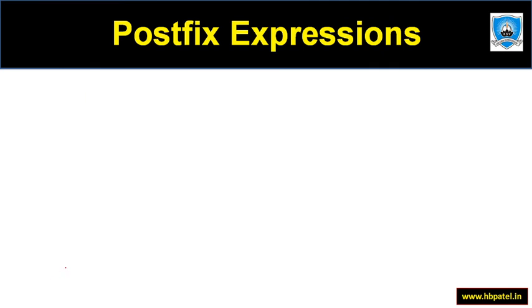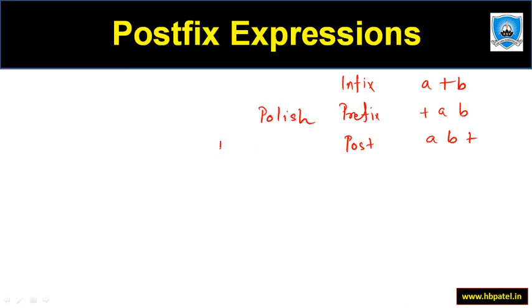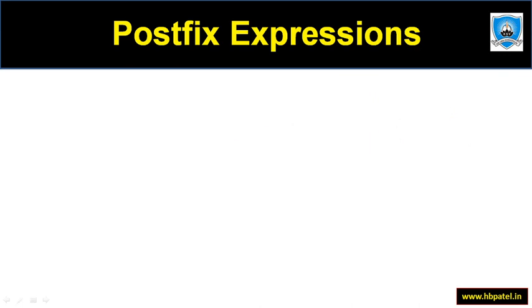Let's move ahead. The third category is postfix. As I said, we have three categories: infix, prefix, and postfix. How do we write infix? We write a plus b. How do we write prefix? We write plus a b. And how do we write postfix? We write a b plus. Prefix is called Polish notation, and postfix is called reverse Polish notation. This we have already seen. Now with this, let us start with postfix expression.